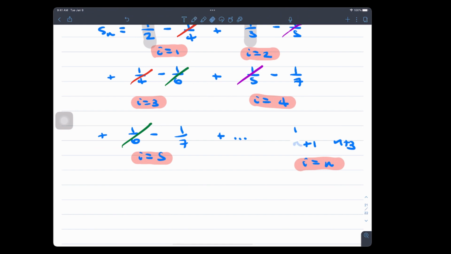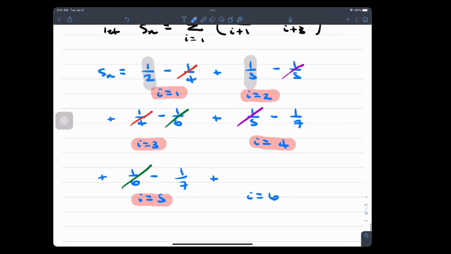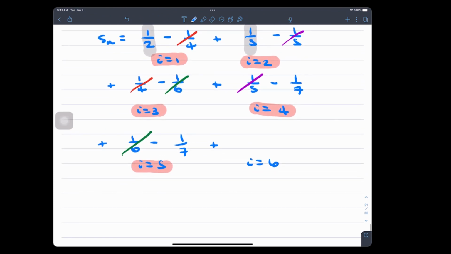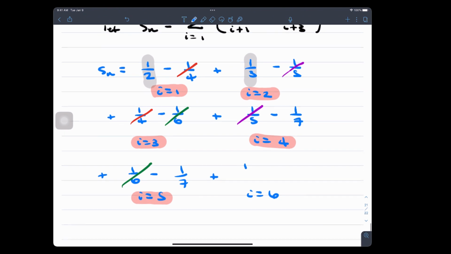So you guys want to try that here. Now I'm going to go back and do some more here, so you can start to see what I'm saying, because you want to see that pattern. So when i is 6 now, that's going to be what? When i is 6, what do we get?